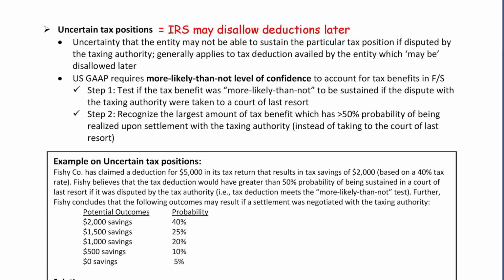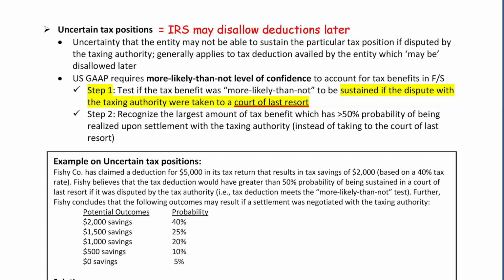Now GAAP requires a more likely than not level of confidence to account for such uncertain tax benefits on the financial statements. Now we're going to look at a two-step process here. Highlight step number 1. We're going to test if the tax benefit was more likely than not to be sustained if the dispute with the taxing authority were taken to the court of last resort.